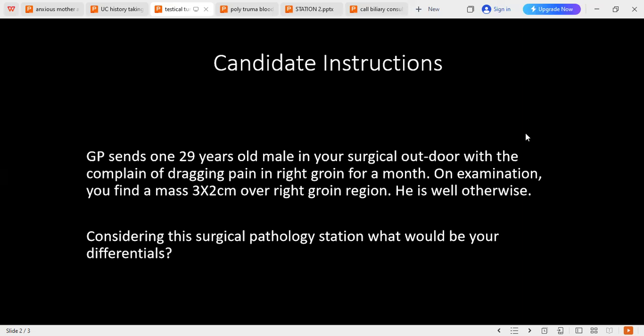Okay, ma'am. All right. So if you've read and understood your surgical pathology station, please tell me what differential diagnoses you'll consider for this patient. I have some differential diagnoses: undescended testis, testicular tumor, ectopic testis, retractile testis, inguinal hernia, varicocele, and inguinal lymph node.